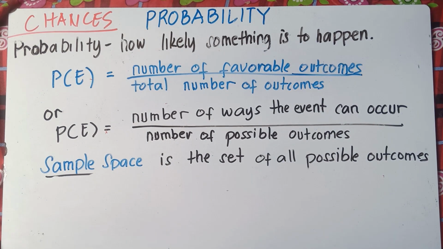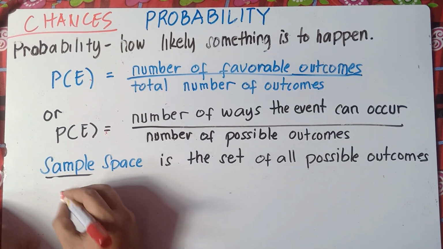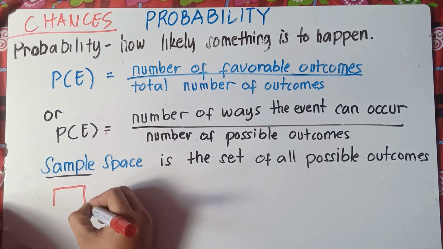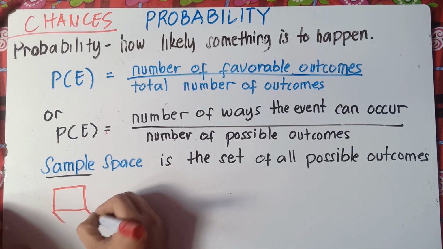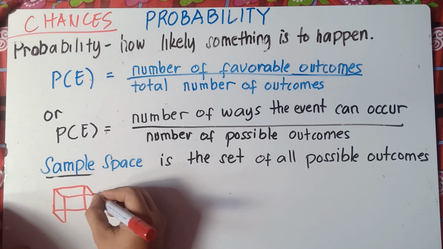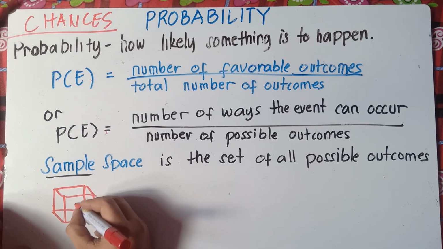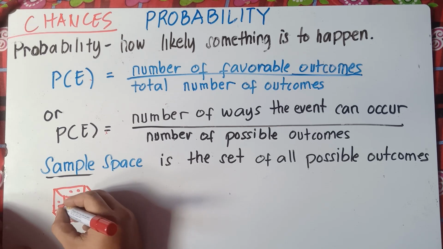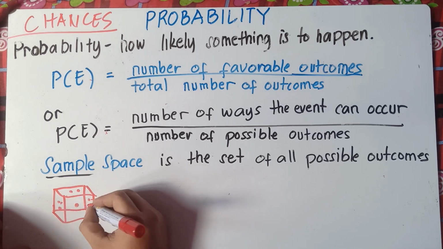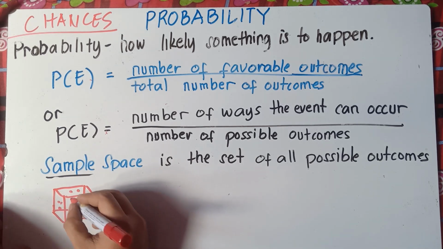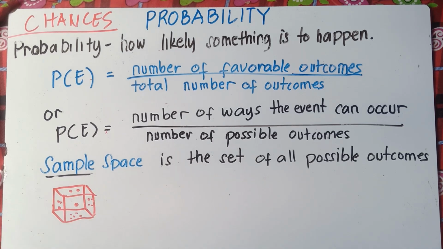Alright, so let's try a basic example. What if the teacher asks you, what is the probability of getting number 3 when you roll a die? I hope you already know a die, class. A die is like a cube, and you have dots like 1, 2, 3, 4, 5, and at the back part, 6. If not, you can search Google for images of dice.